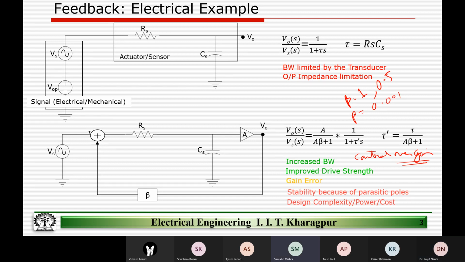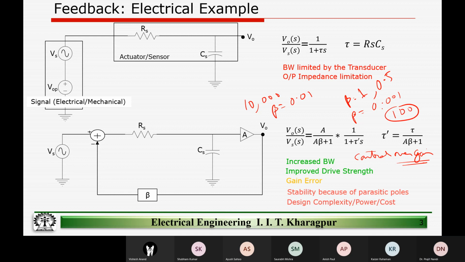But then, sir, the bandwidth won't improve. Bandwidth is definitely one thing. So here somebody can say that, look, I need not improve the tau by 1,000 times or whatever, right? But let's take realistic numbers. So let's say A is 10,000, which is 80 dB, and beta, let's say, is 0.01, that is 1 over 100. So if you look at A beta, we are still at 100, right? A beta is still 100.